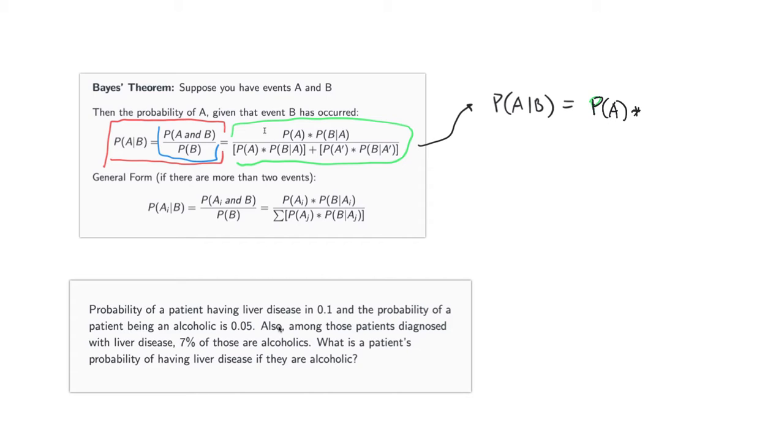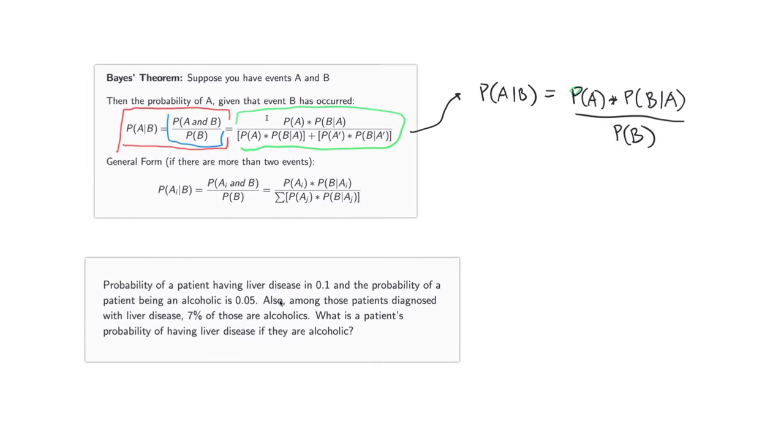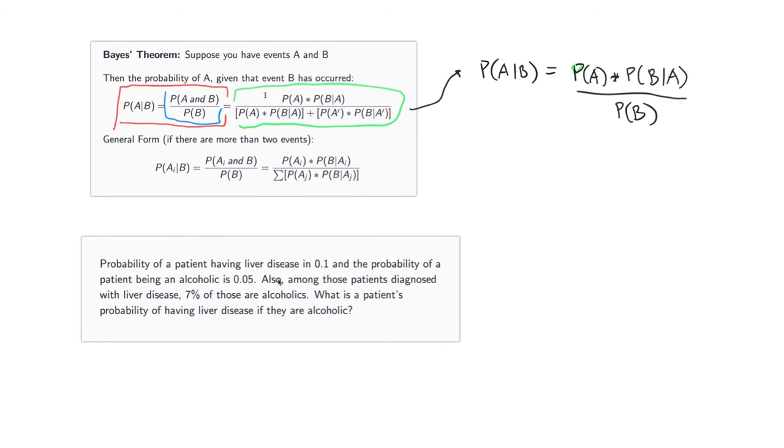But when it comes to the denominator, it depends. If you can get away with just using this guy and plugging in some value right away, probability of B, then do that. Now, I am going to tell you that when it comes to this problem, it turns out that you can get away with just doing the probability of B. So we shall see how it works soon. Okay, so let's read the problem.